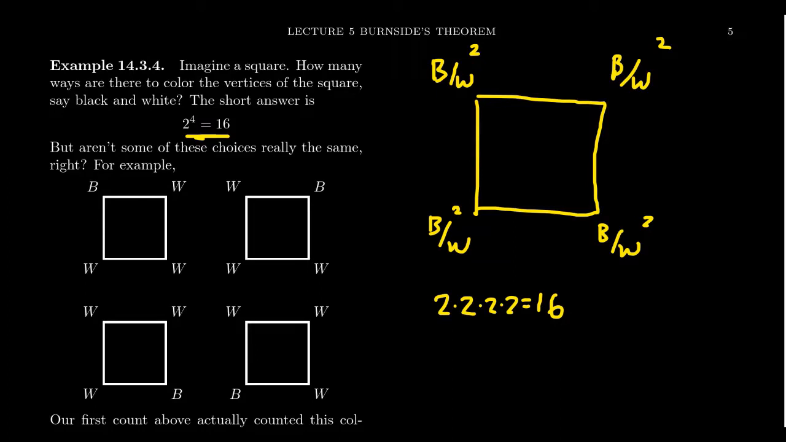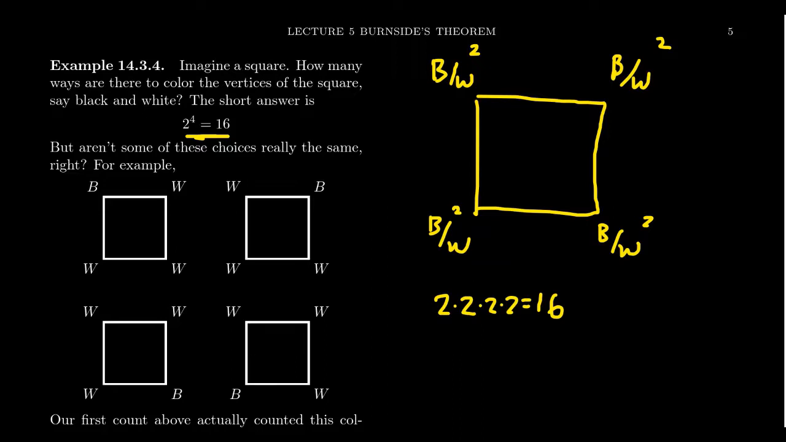But that's not exactly true, is it? If the square is stuck to the ground and you can't move it, then sure, there are going to be 16 ways to color it. But what if the square is allowed to move? What if it can move freely in the plane or in space? You could rotate and flip it, kind of like the dihedral group does to a square.